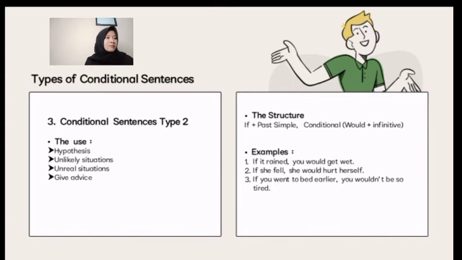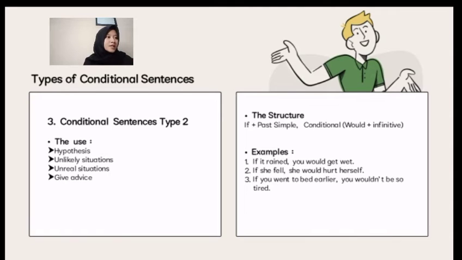Let's take a look at the examples of this type. So the first example is if it rained, you would get wet. Yeah, if it rained, you would get wet. But actually, the reality, it's not rained, so you wouldn't get wet. So that is the meaning of conditional sentence type 2.